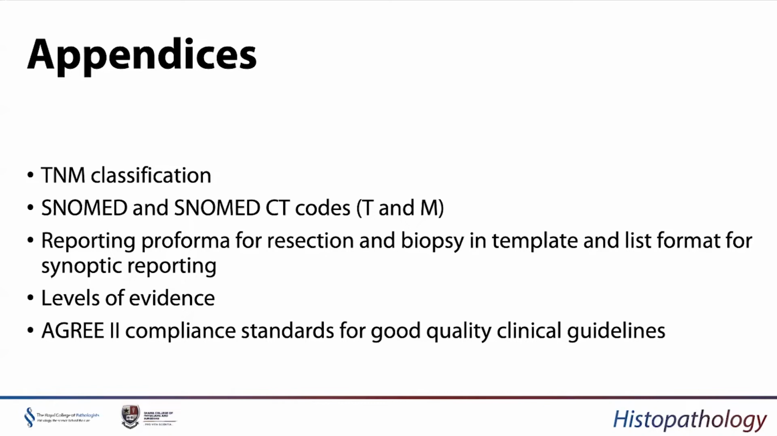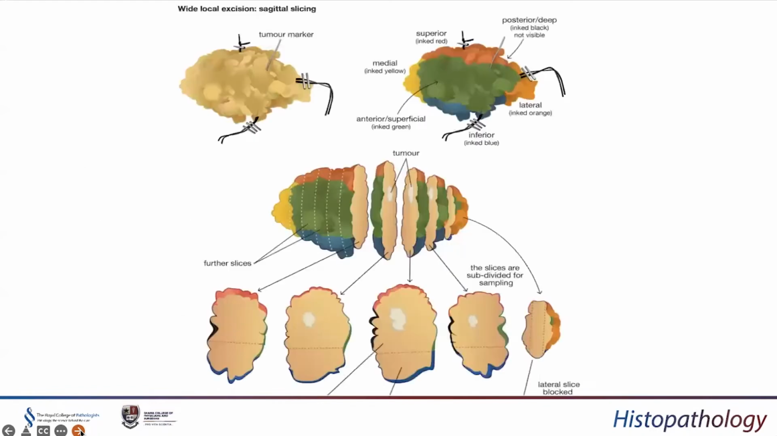synoptic reporting lists. If you wanted to have drop-down options where you select a particular option, you can also design it like that, because it has a list format with all the possible options that it could have. So that's also very helpful. And the levels of evidence are also there for you, and then the compliance standards for good quality clinical guidelines, and that's on every data set.